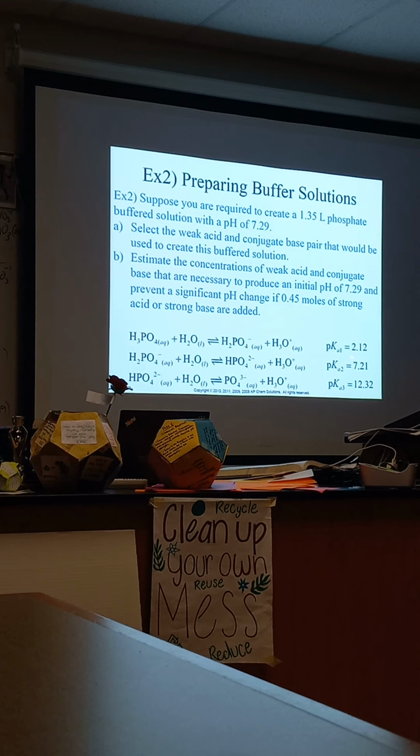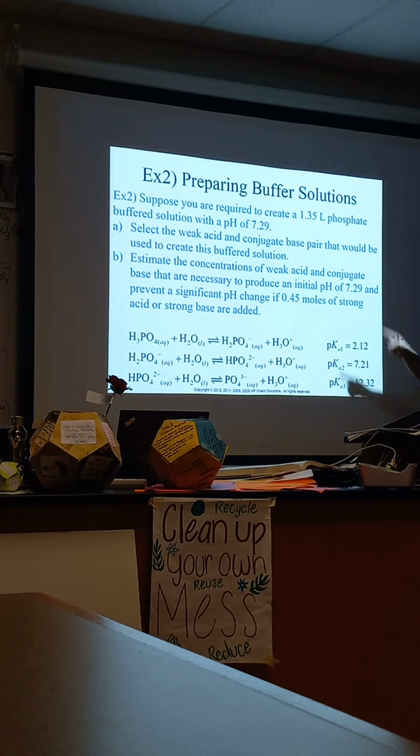Guys. Right here. 7.21, 2.12, 7.21, 12.32. Which of these three numbers is closest to 7.29? 7.21. Is anyone allowed to get A wrong? No one is allowed to get A wrong. You pick the one with the pKa closest.